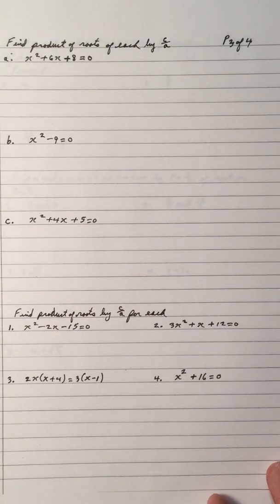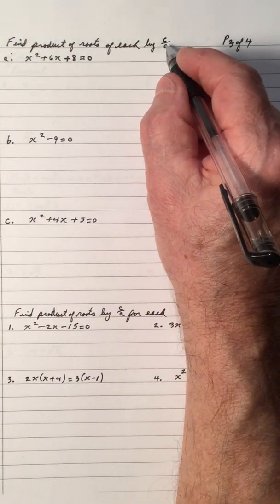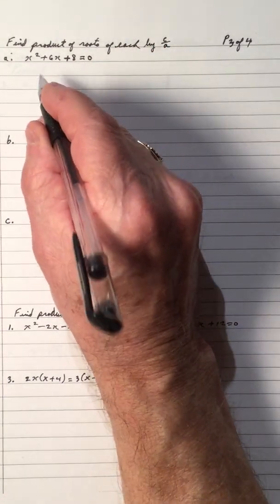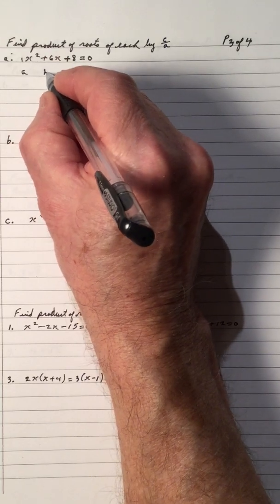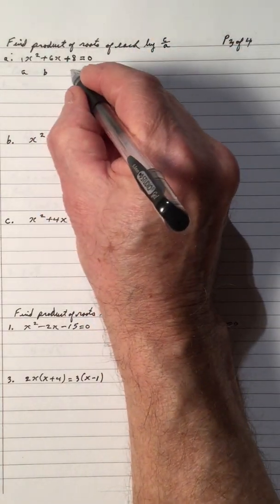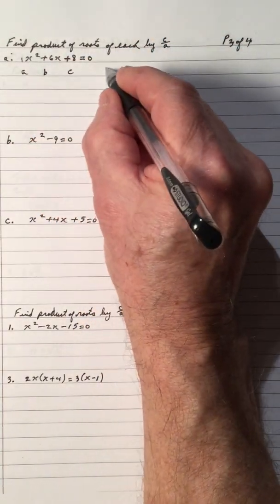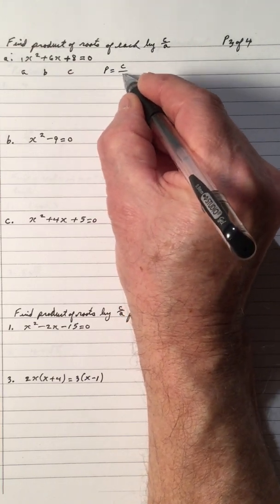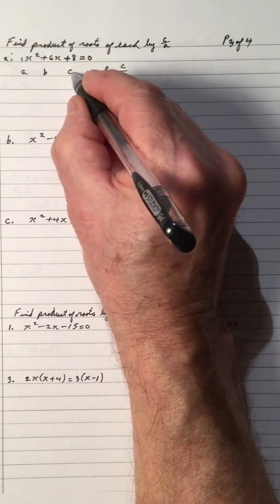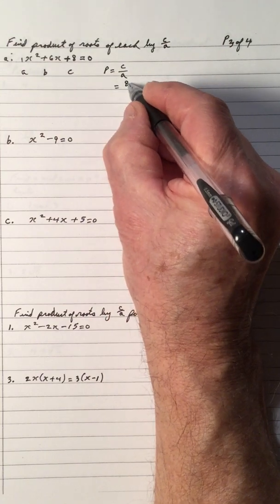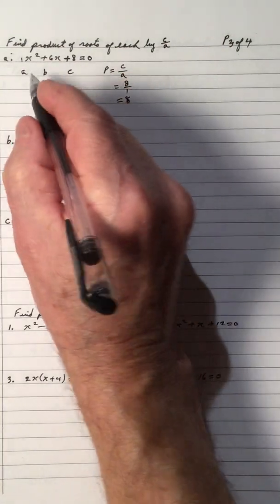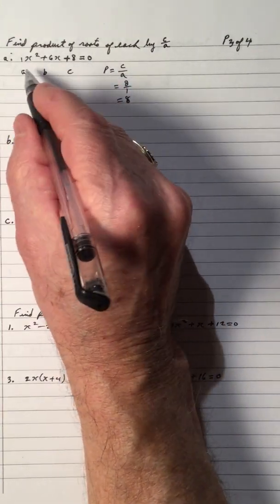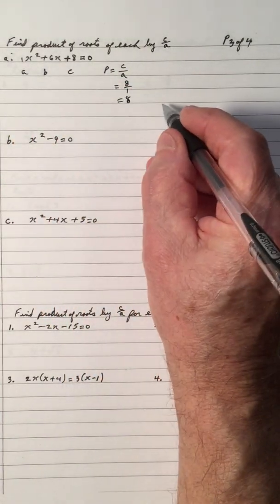Okay. Find the product of the roots of each by c over a. Now I don't have to work out the roots. So a is 1, b is 6, and c is 8. I don't need b. The product is c over a, so that's 8 over 1, which is 8. I just wrote the b in. That's a, that's b, and that's c. I just need the c and the a to get the product.